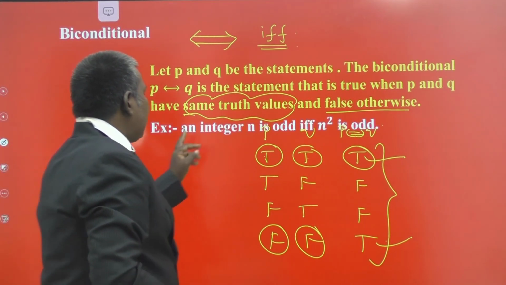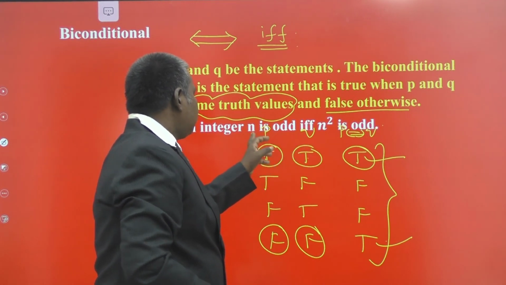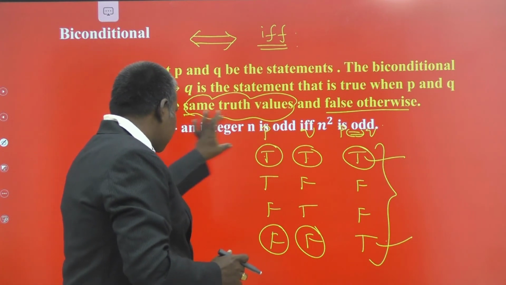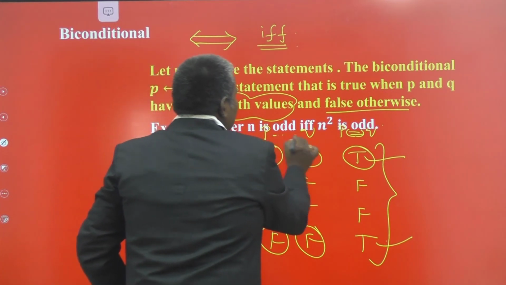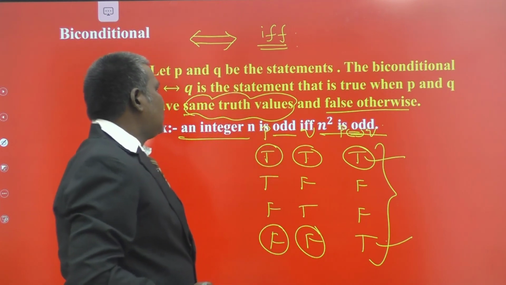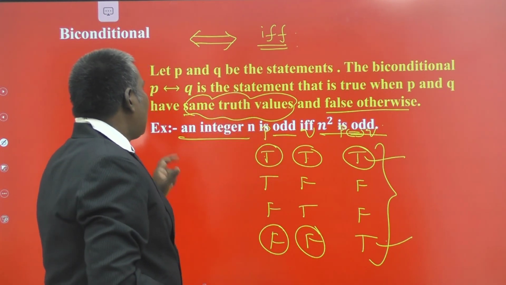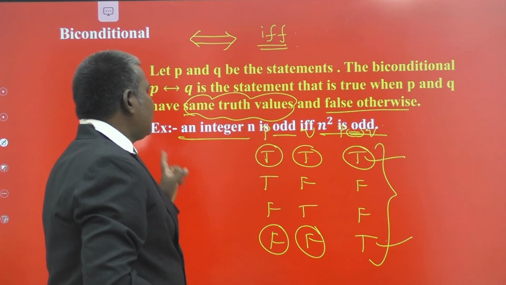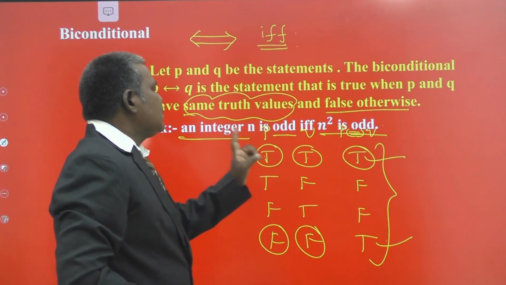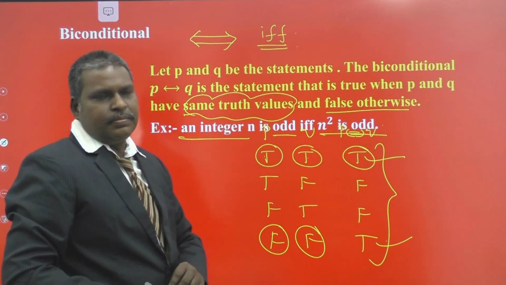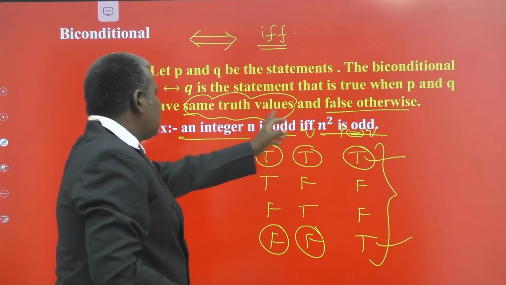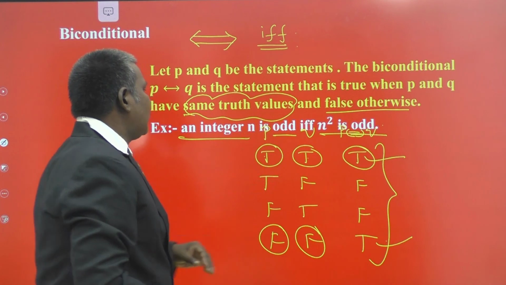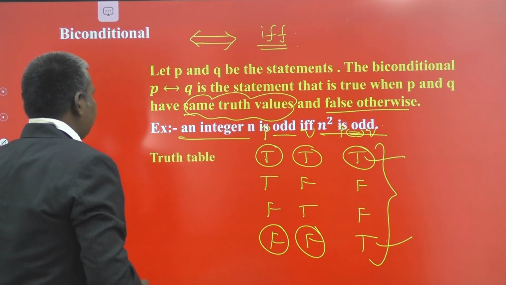So example: an integer n is odd if and only if n square is odd. Leave the output. This is my statement. This is the biconditional of the two statements. An integer n is odd is the first statement, and the second statement is n square is odd. This is the combined statement using the biconditional operator.